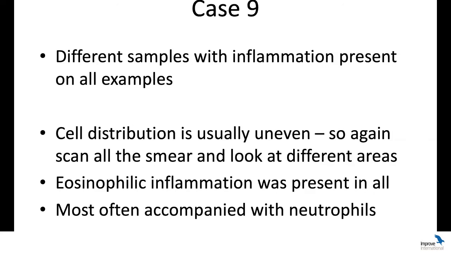And again, we have to remember the numbers. So we need 70 to 85% of neutrophils to call it a neutrophilic inflammation, but only 5 to 10% of eosinophils, 20% in cats' BALs or more, to define it as eosinophilic inflammation. So in this case, you had both. You had neutrophils and eosinophils.